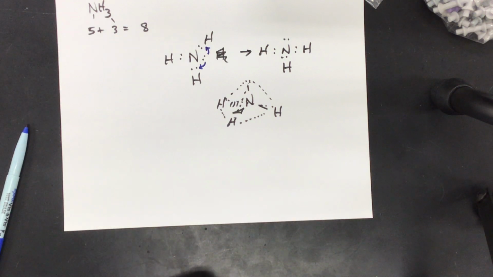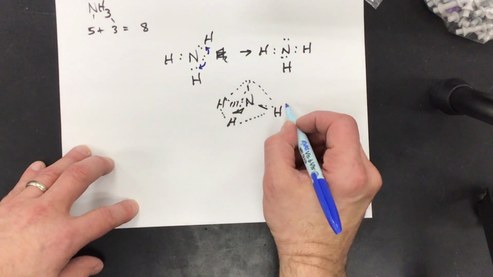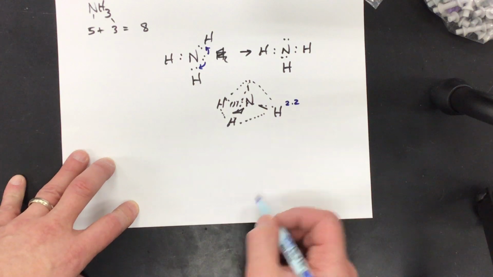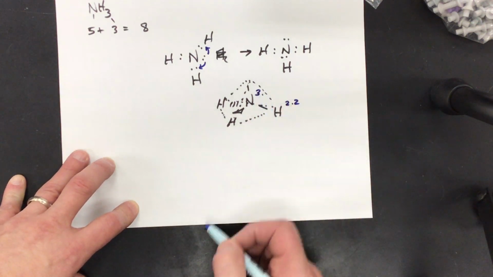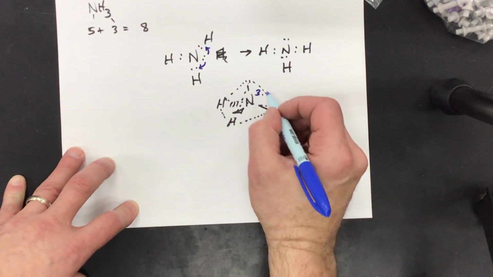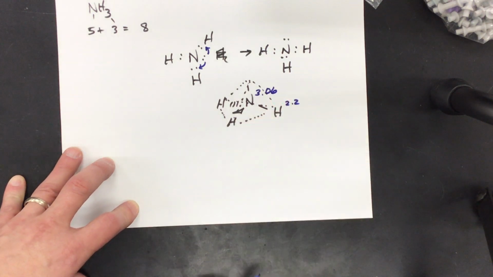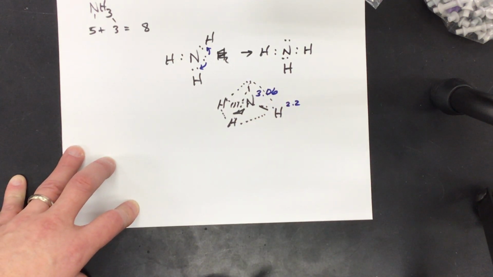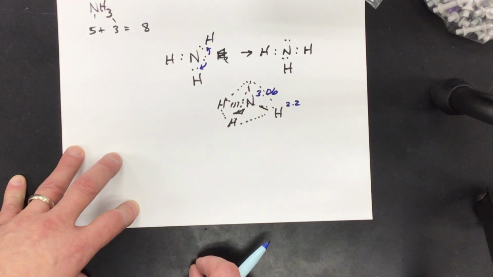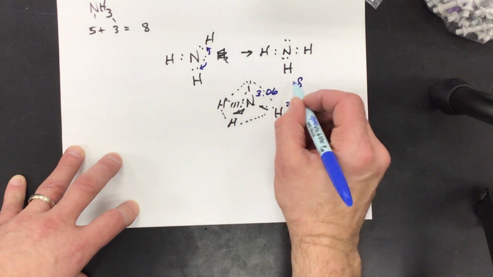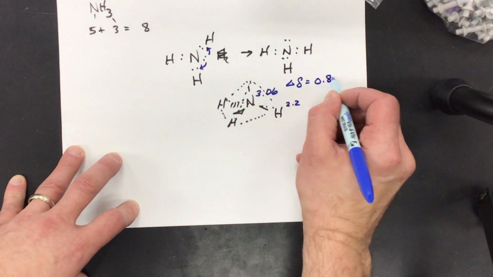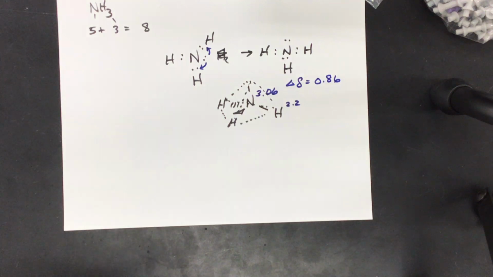So what we need to do is look at electronegativities again. Hydrogen's about 2.2. I think you're looking at nitrogen as 3. I think it's either 3 or 3.06, something like that. I'm going to call it 3.06 for lack of a better description, which gives me a difference of 0.86, right? So the difference in electronegativity is 0.86. That tells you that it's a polar bond.